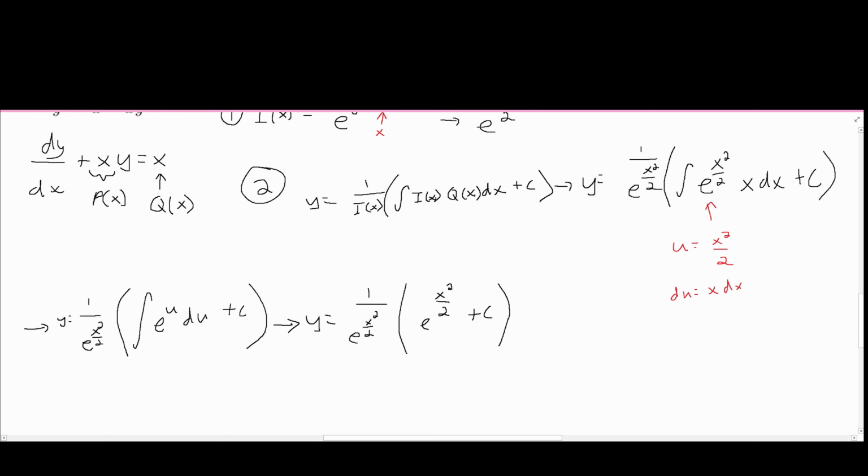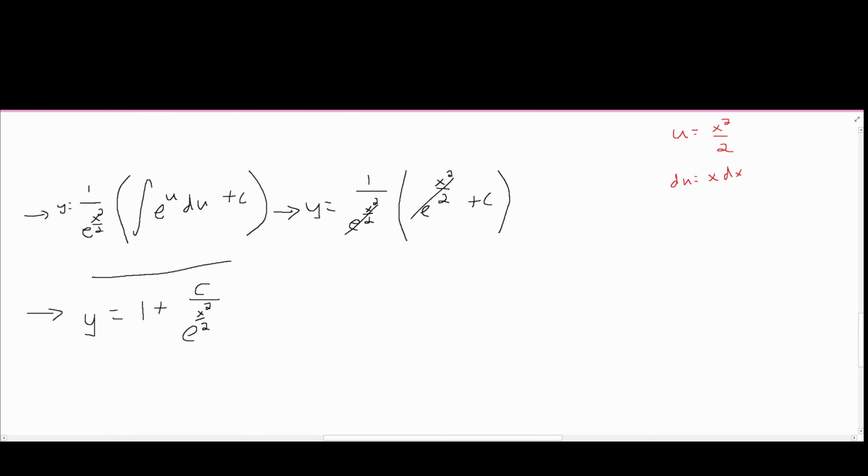Now we can see that these two cancel out, and this is going to go under our c. So our final answer is y is equal to 1 plus c over e to the x squared divided by 2. You could also write this as y is equal to 1 plus c times e to the negative x squared over 2. For number 15, we're asked to solve the differential equation ty prime plus y is equal to 2t.